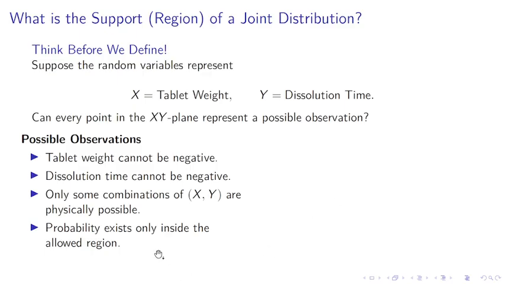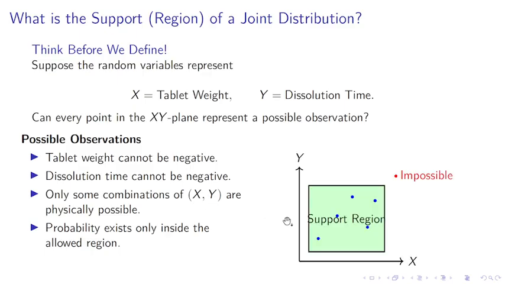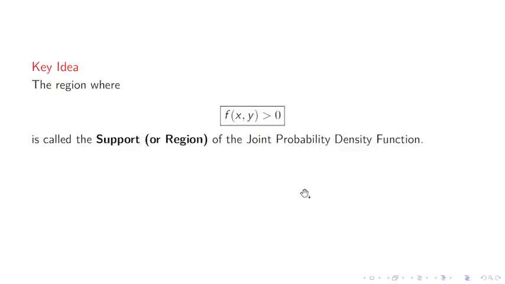Probability exists only inside the allowed region of the range of x comma y. Here, this is the support region, and whenever a point occurs outside the support region, that is an impossible event. The region where f of x comma y is greater than 0 is called the support region of the joint probability density function. Outside the region, it must be equal to 0.